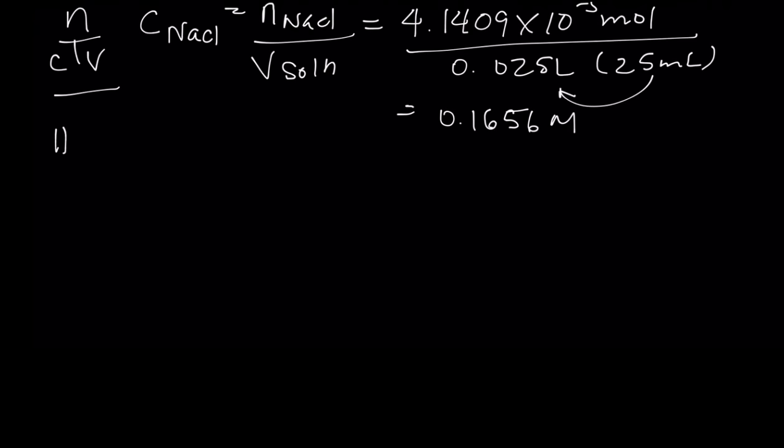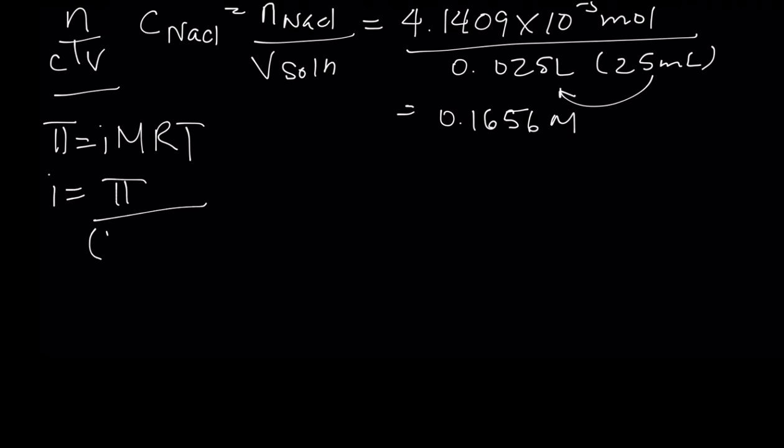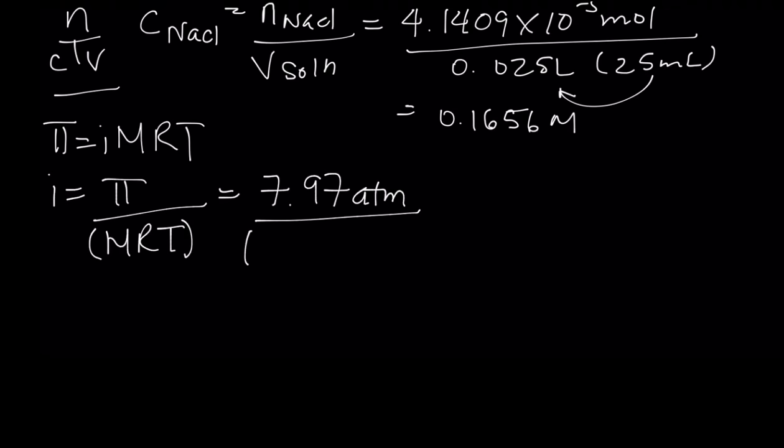So going back to this equation, where the osmotic pressure is equal to the van 't Hoff factor, the molarity, the gas constant, and the temperature in Kelvin. So the van 't Hoff factor can now be found by just plugging in the values which you calculated earlier into this equation. So the osmotic pressure was 7.97 atm. The molarity is 0.1656.